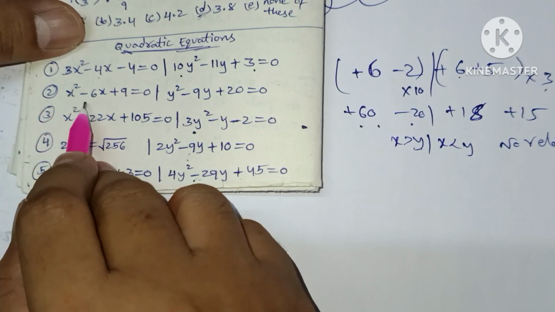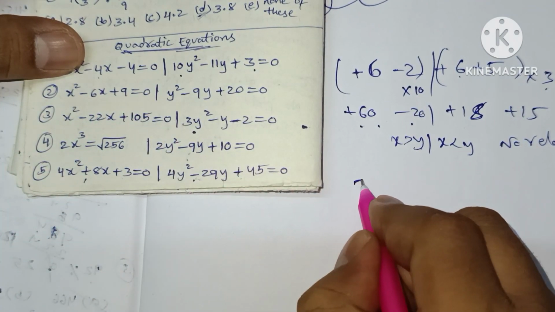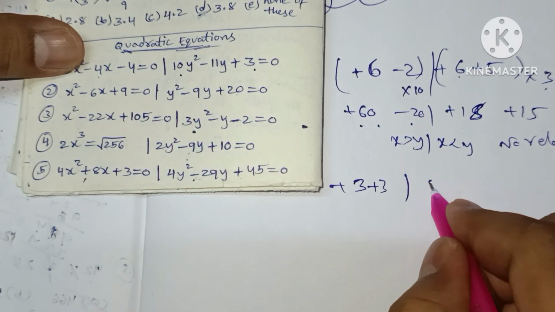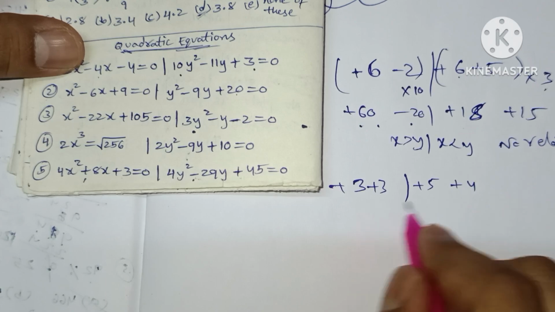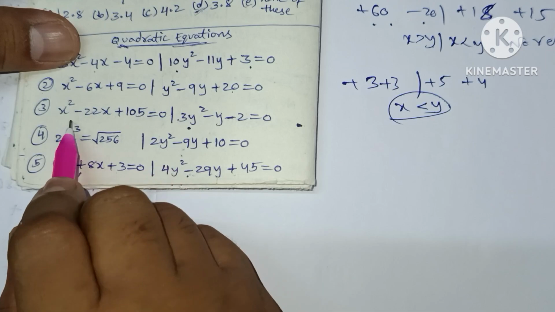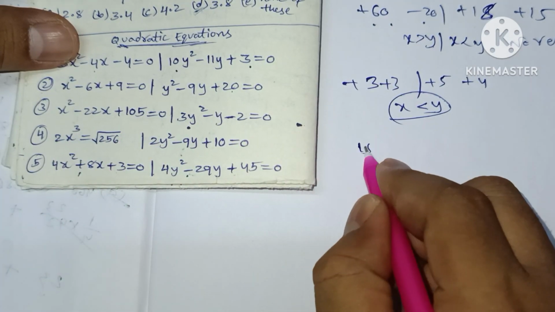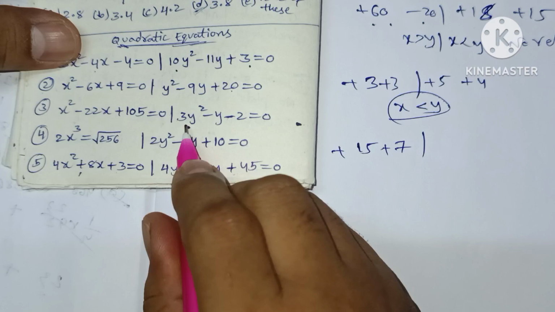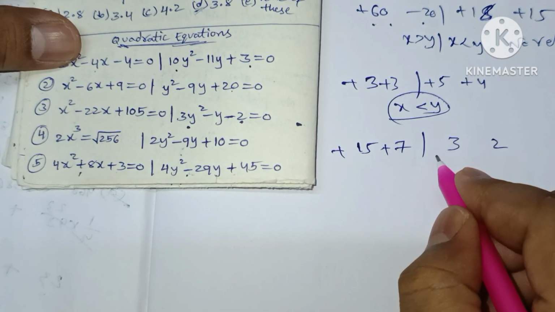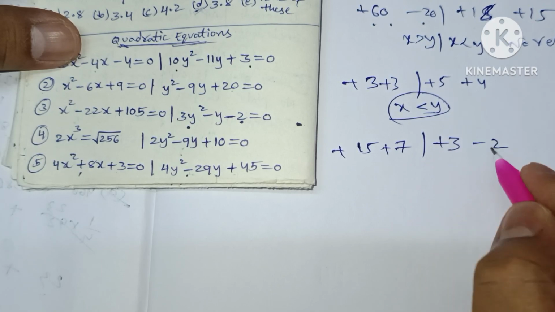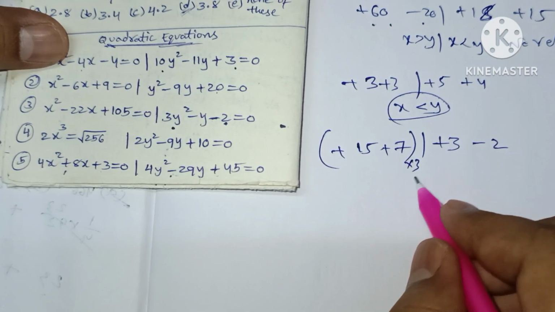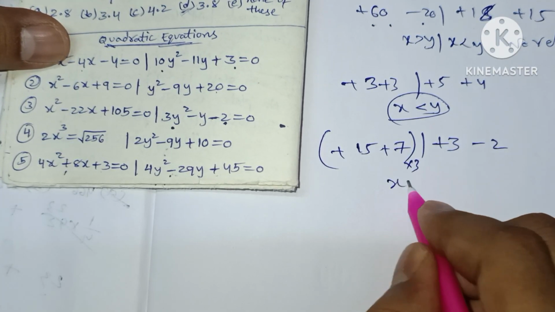Second question, x square minus 6x plus 9 equals to 0. 3 times, so the roots are in positive. Here 20 means 5 4 times, plus 5 plus 4. By comparing these two, it is clear that x is lesser than y. Next, third one, 105, which is 15 7 times and the roots are in positive. Here it is 3 2 times 6 and we need to get 1. Okay, so it is 3 2 times. This will be positive and negative. To make the base equal, we multiply this with 3. So it is clearly visible that x is greater than y.